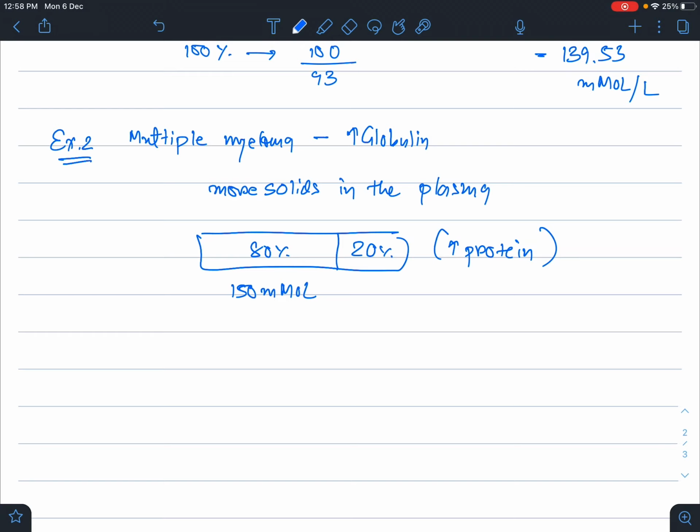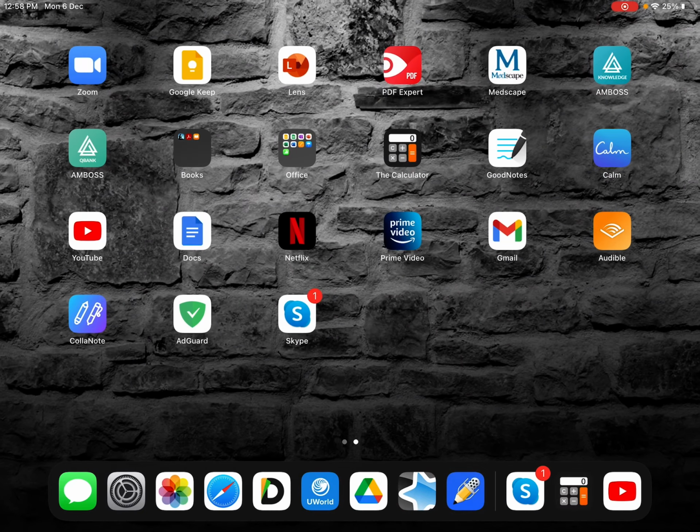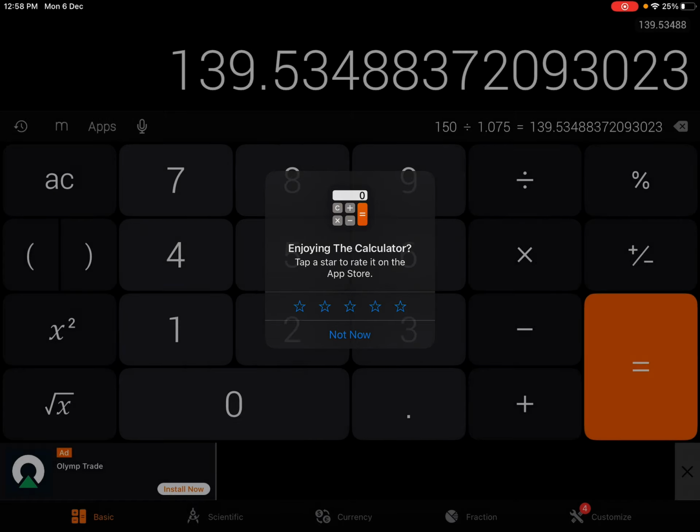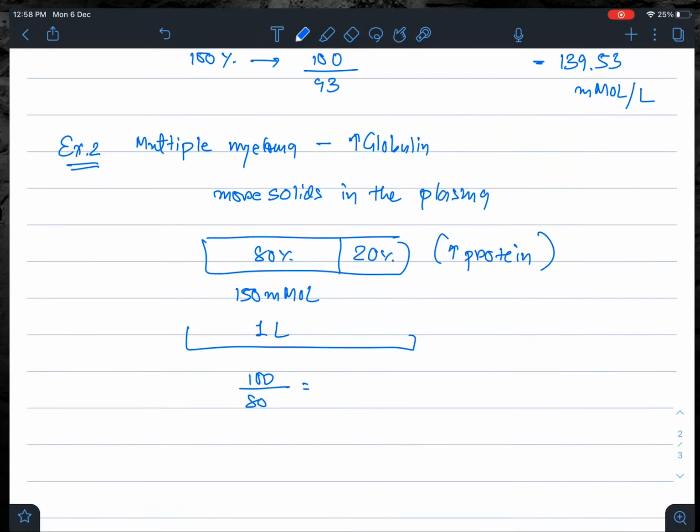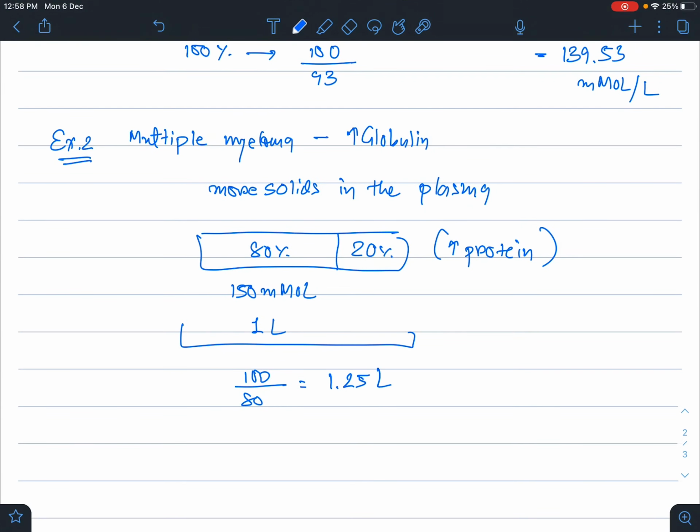As previously, let's just assume this 80% part is 1 liter. So to simplify the calculation, this whole part will be 100 upon 80, which comes down to 1.25. So this is 1.25 liter total plasma. This is total plasma, guys, and this is plasma water.